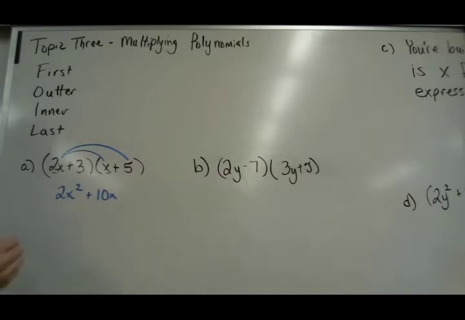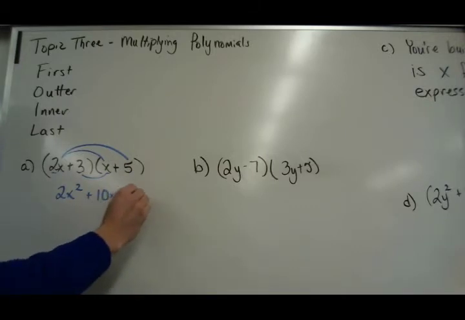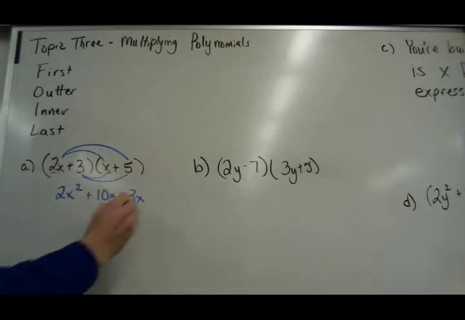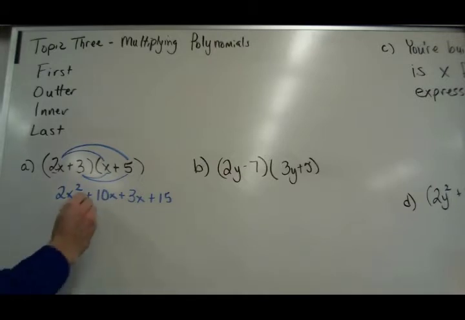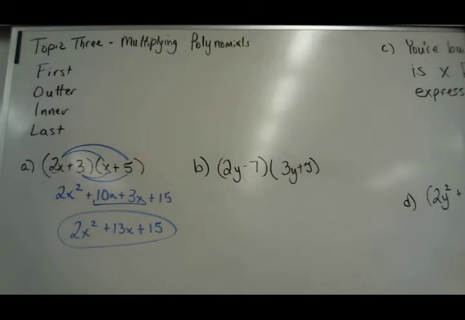The inner refers to the two inside terms, which is the 3 and the x. Multiplying those gives you the 3x. And then the last would be the last two terms in these binomials, which would be the 3 and the 5. Multiplying those gives you 15. Now we look at this and see if we have any like terms, which we do, these two like terms here. So we combine those, you get 2x squared plus 13x plus 15, and that would be your final answer.